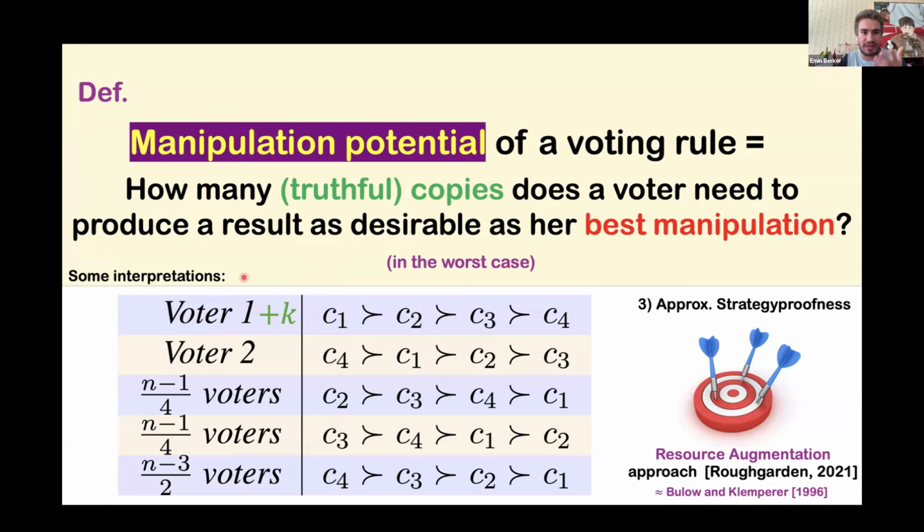Resource augmentation, inspired by these auction cases, has also been deployed in other settings like selfish routing and allocation problems to measure how much additional resource you need to make the simple thing worth doing. And this is what we do. The simple thing is voting truthfully, and we ask how many voters you need.